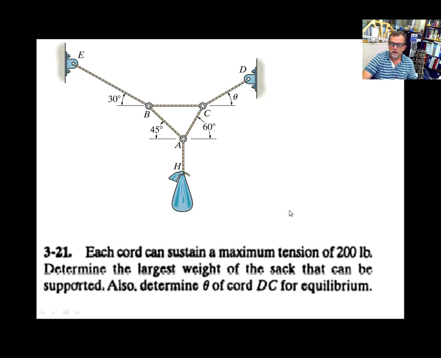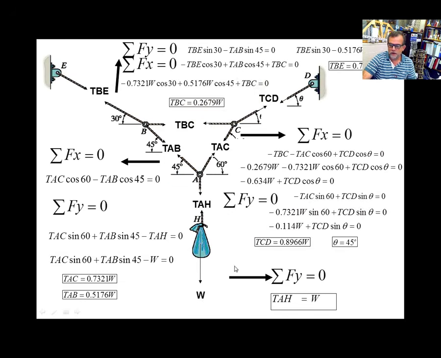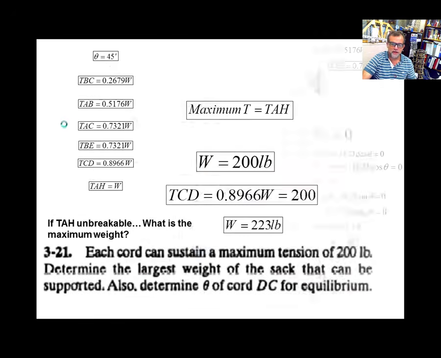That's basically what we did here. We did particle equilibrium at all the points we could, then did summation of forces in X and Y for each of them, and came out with a system at the end. We didn't know the weight, so we assumed it was a known variable called W, and then calculated each of the tensions based on the weight and came up with the list.